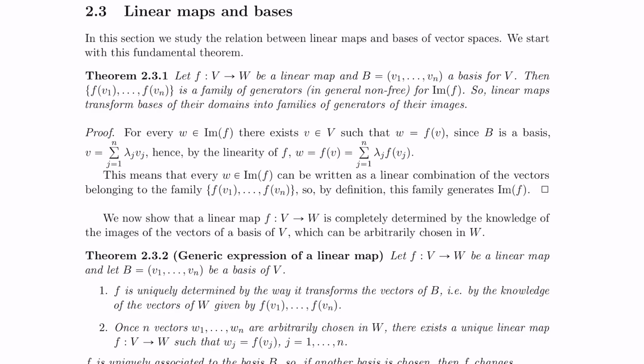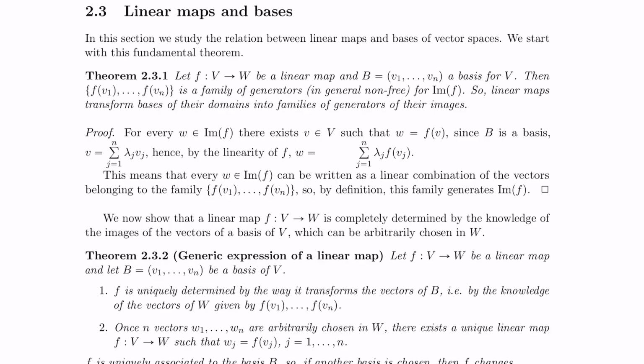Now, since we have an equality, we can erase this element here, and we have w equals a linear combination of F of vj. Since we took every possible vector belonging to the image of F, this means that every vector in the image of F can be written as a linear combination of the vectors F of v1, ..., F of vn. So this family generates the image of F.